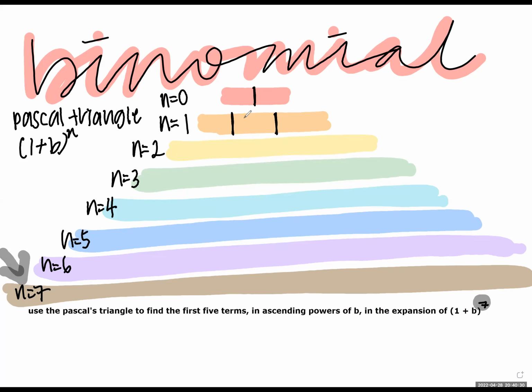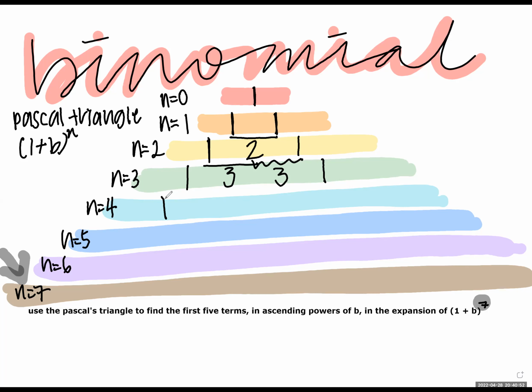So here I have 1, and inside, 1 and 1. Same as usual, I start with 1. And what is this 2? I add these two up, 2, followed by 1. Next, again same thing, start with 1. Add these two, I get 3. And add these two, I get 3. And end off with 1.